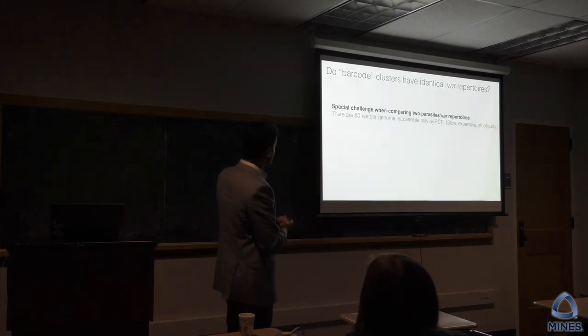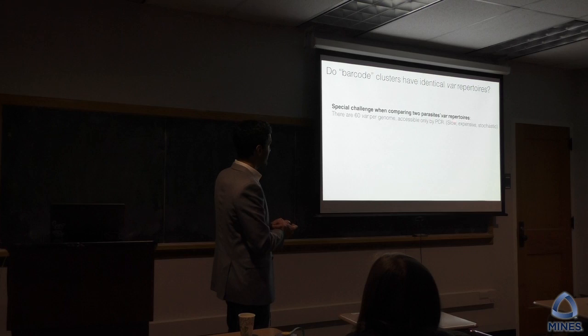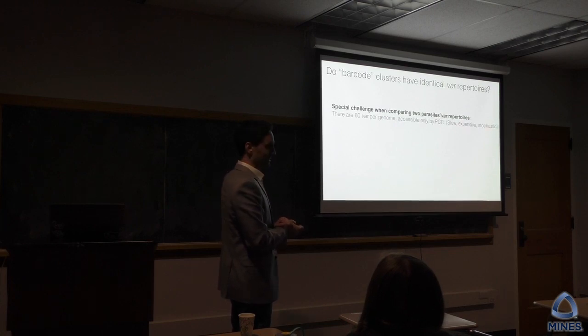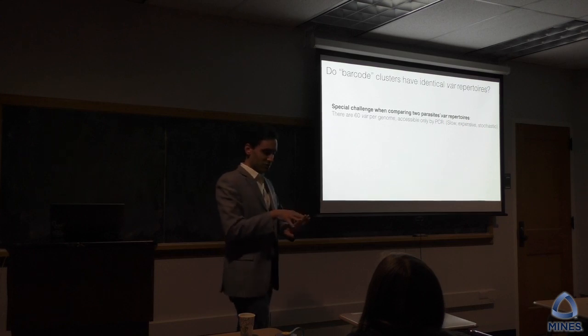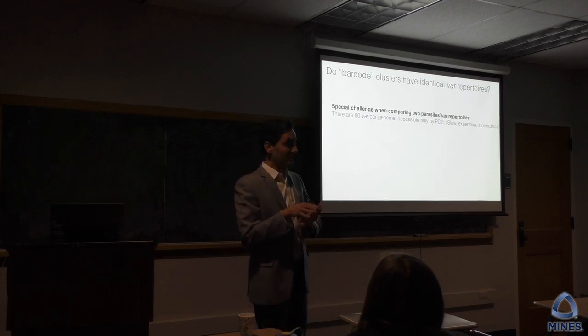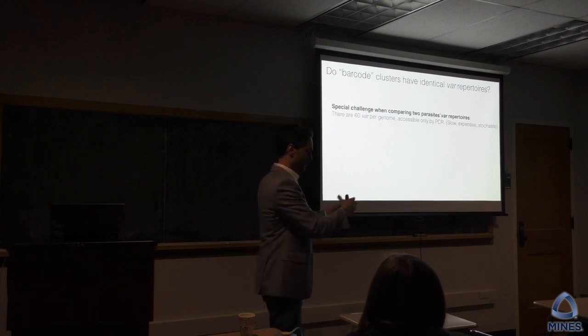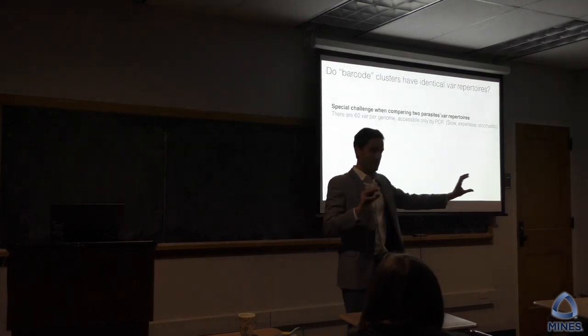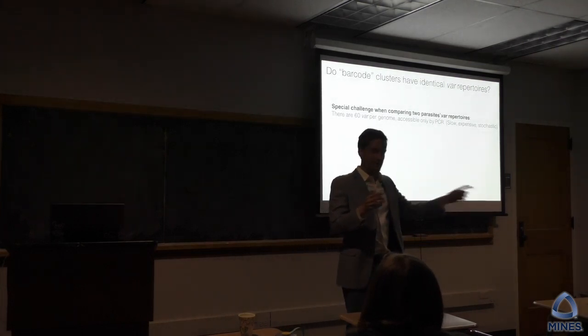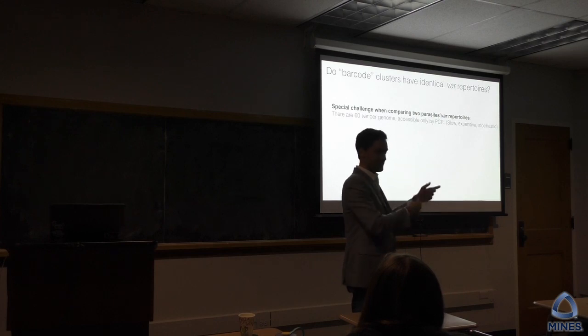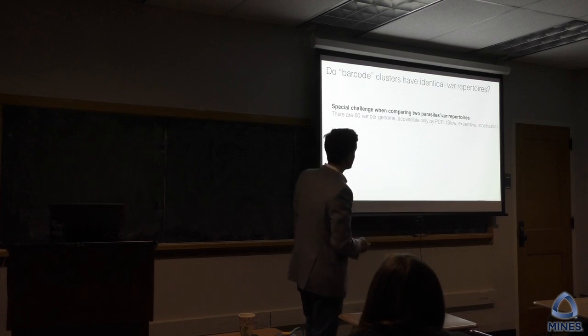So we have a special challenge when we compare 2 parasites' VAR repertoires, which is that because there's 60 VAR genes per genome, they're accessible only by this technique called PCR, which is slow, expensive, and stochastic. Because the genes are so recombinant and shuffled, the way that we typically assemble genes from short reads is by using the fact that they partially overlap to stitch together a nice assembly of the whole genome. But if you have a bunch of genes whose structure looks like lots of little pieces that are shredded and overlapped, then you can't assemble the genes. So we have to use this thing called PCR.